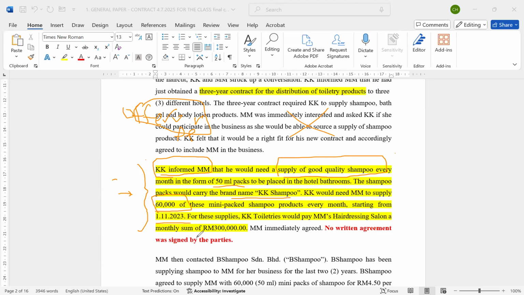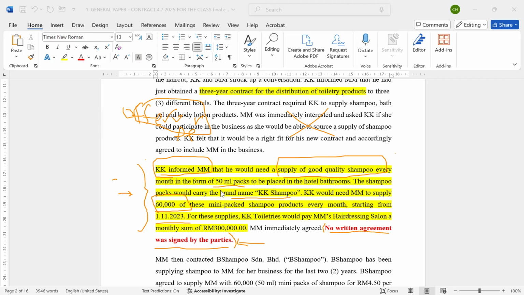Okay, and immediately you can see the words that I have highlighted: no written agreement was signed by the parties. So how does it affect the deal between the parties since there is no written document? That means to say there's no black and white documentation about what the exact deals of the parties are. This invites you to critically discuss it in your examination.